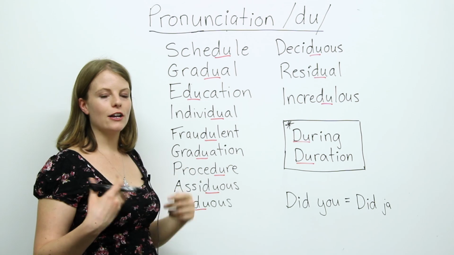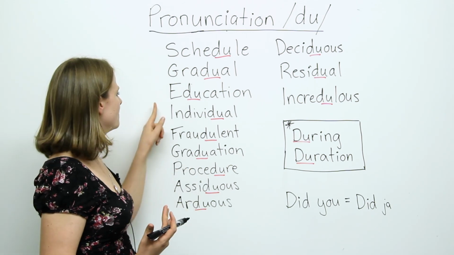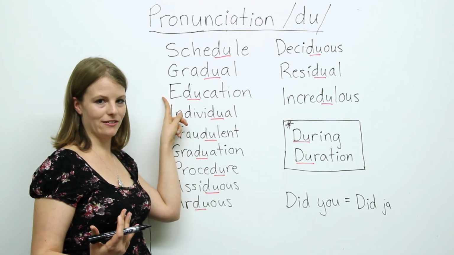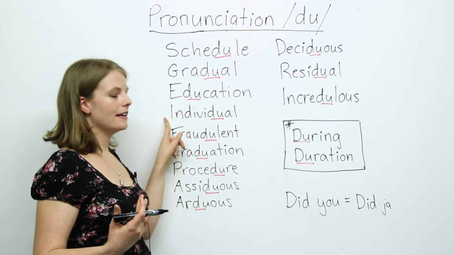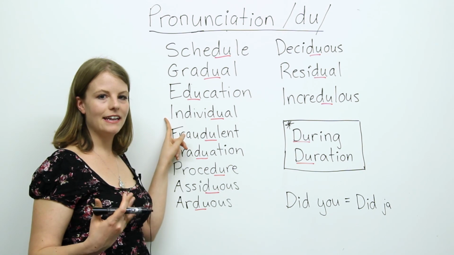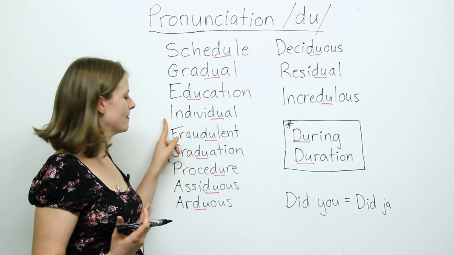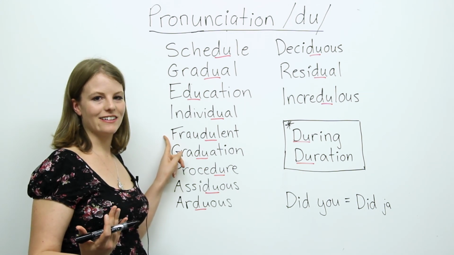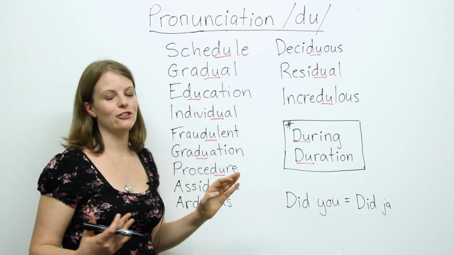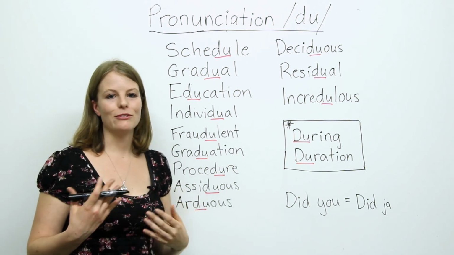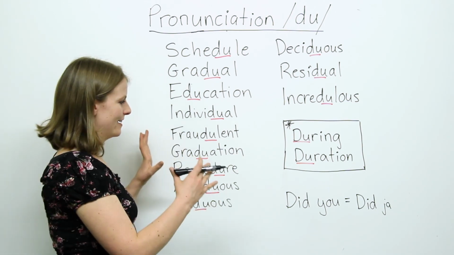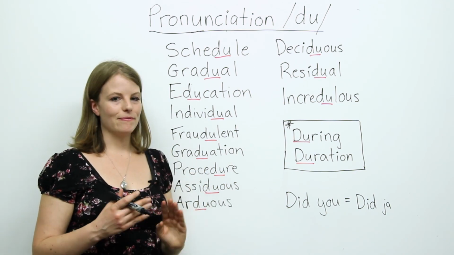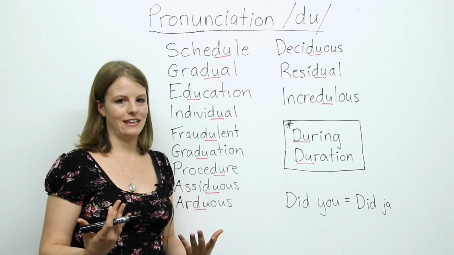Gradual. Gradual. Education. Education. Individual. Individual. Fraudulent. Fraudulent. You're probably going to see a lot of words here you don't know. That's okay. You can either look them up after the class. These are very high-level words, like fraudulent. So the main thing is to get the pronunciation.